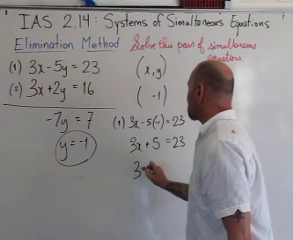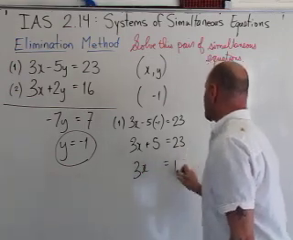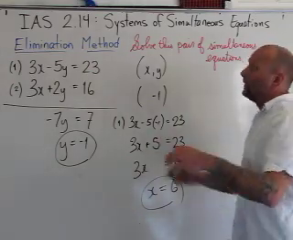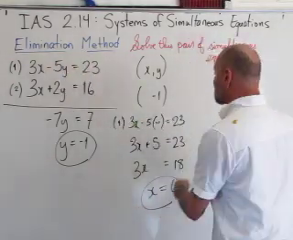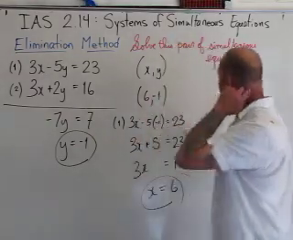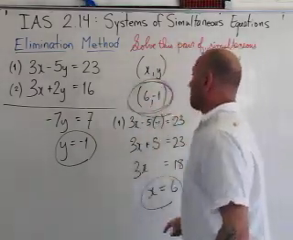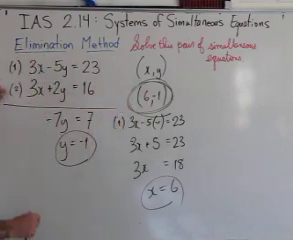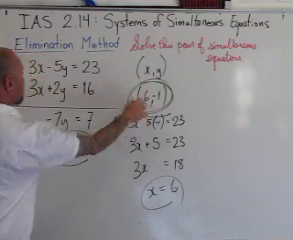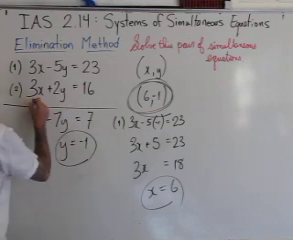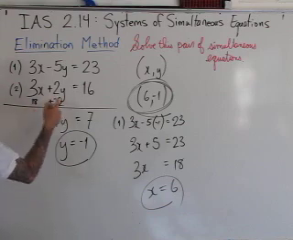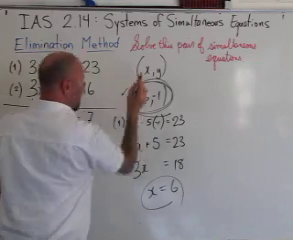I'll subtract 5 from both sides. 3x gives me 18. So x must be 6, making my point where these two lines intersect the point 6 comma negative 1. And what I'll do is I'll check equation 2 just to make sure that point satisfies the equation. 3 times x, x is 6, that gives me 18, plus 2 times y. Y is negative 1. 18 plus negative 2 is 16. And 16 equals 16. That point checks.